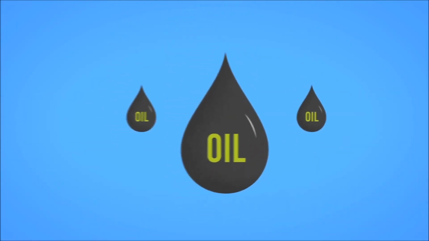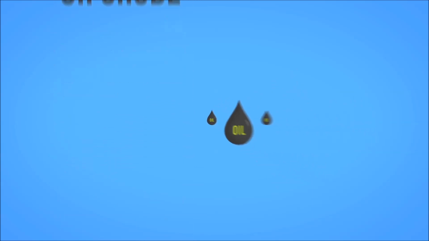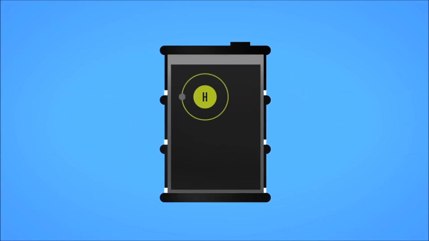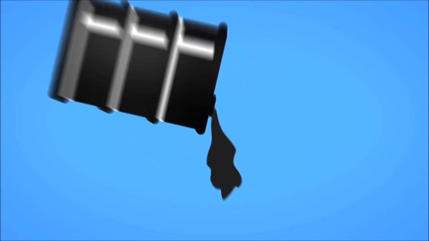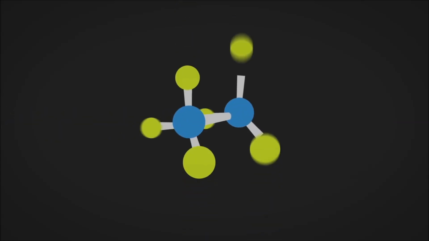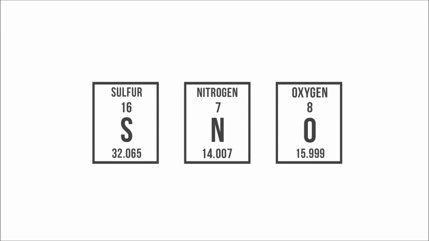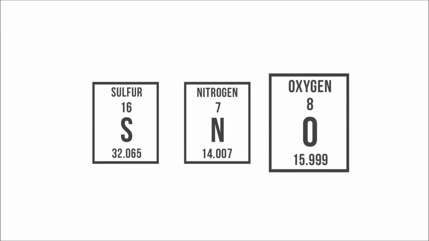Oil, otherwise known as petroleum or crude, is a thick black liquid composed primarily of hydrogen and carbon. The physical properties of oil, such as its thickness, vary greatly depending on the specific combination of hydrocarbon molecules. Oil also contains trace elements of sulfur, nitrogen, and oxygen.